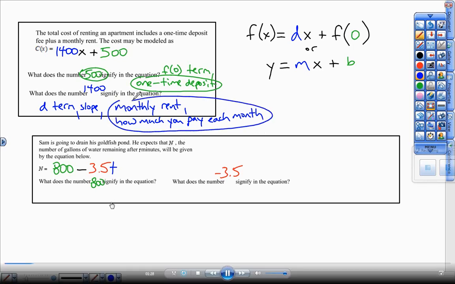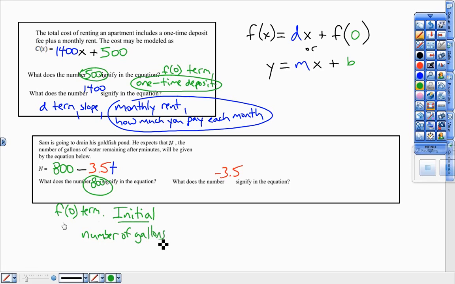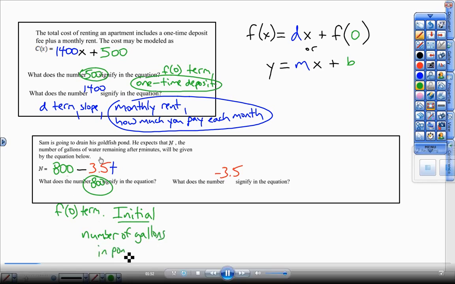Alright, this next one, they flip it around on you. It's not always in this order. Again, the number by itself, that is the 0 term. For this problem, before any time began, there were 800 gallons in the pool. They call it the initial number of gallons, or the y-intercept, or before time has begun and you started draining, you still have 800 gallons in there.